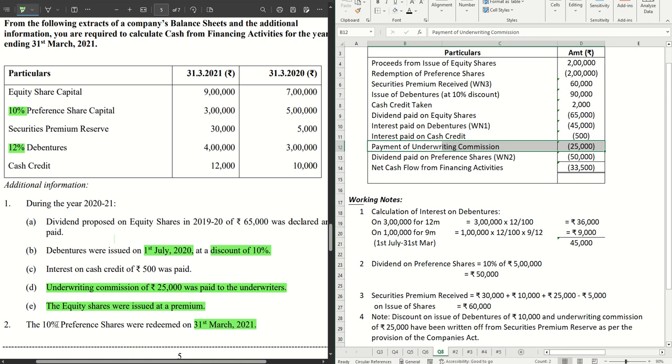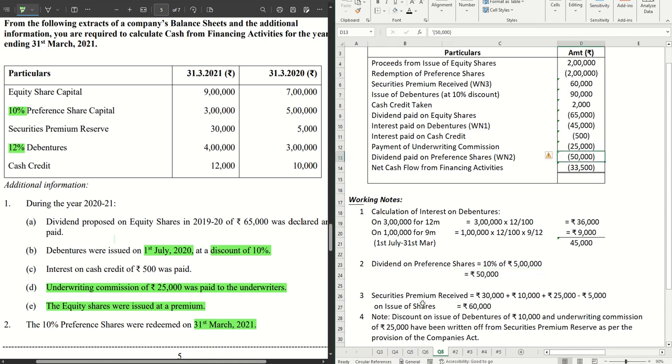And the final one, 10% preference shares were redeemed on 31st March. Now इसका मतलब है ये जो 2 लाख के प्रेफरेंस शेयर्स रिडीम हुए हैं, रिपे हुए हैं, ये साल के अंत में हुए हैं. इसका मतलब पूरे 5 लाख प्रेफरेंस शेयर होल्डर्स को 10% की रेट पर डिविडेंड मिलेगा, क्योंकि साल के अंत तक उनका पैसा कंपनी ने रखा था. पूरे पैसों पे उनको डिविडेंड मिलेगा, इसलिए dividend on preference shares, as you can see, note number 2 is 10% of 5 lakhs, which is 50,000 as an outflow.